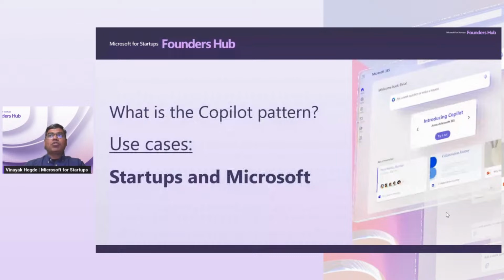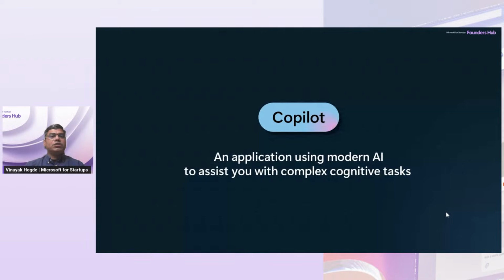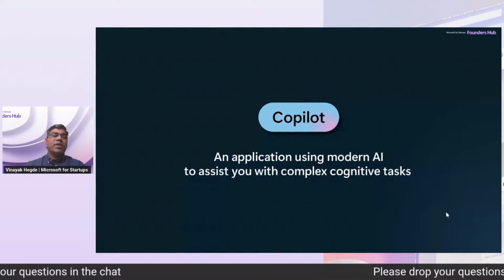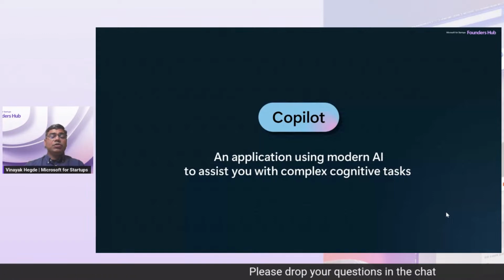So I'll first cover what copilot is, and then I will show you what different kinds of use cases it can be used for, and what is so special about this pattern. So what is copilot, right? Copilot is an application that uses modern AI, typically foundation models, to assist you with complex cognitive tasks. Much of the time, what was different about the AI augmentation we had before was that the tasks were not very complex or not cognitive. Again, it's a shifting boundary, right? What we classify as intelligence changes over a period of time, and we come to accept it. But copilot is something that augments users.